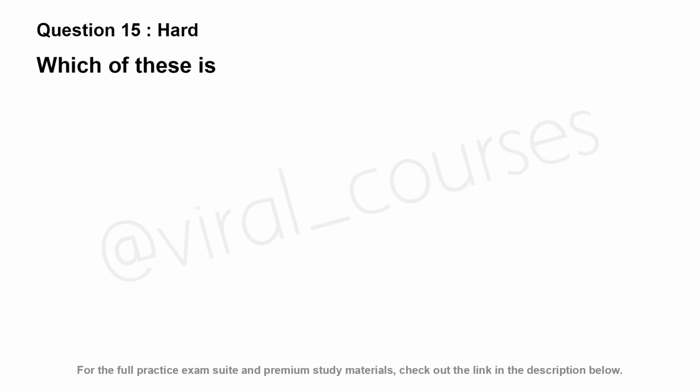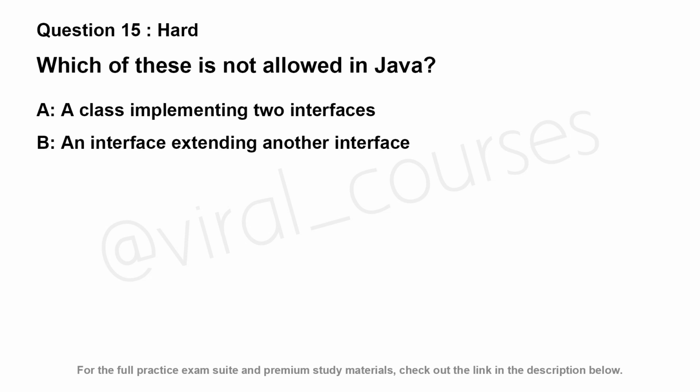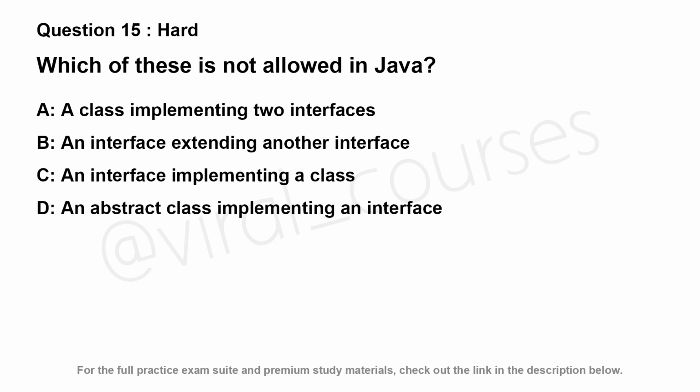Which of these is not allowed in Java? Option A. A class implementing two interfaces. Option B. An interface extending another interface. Option C. An interface implementing a class. Option D. An abstract class implementing an interface.